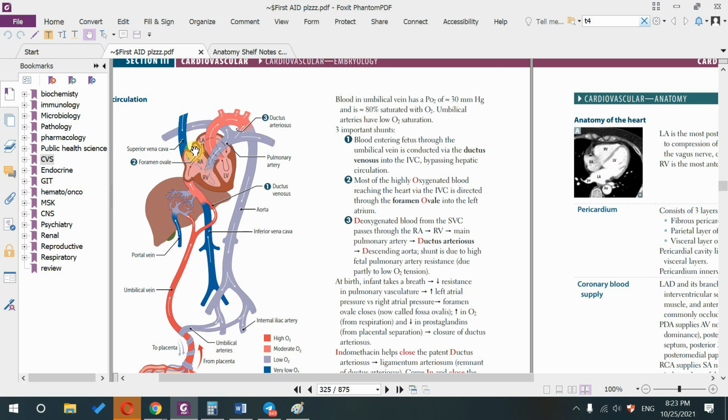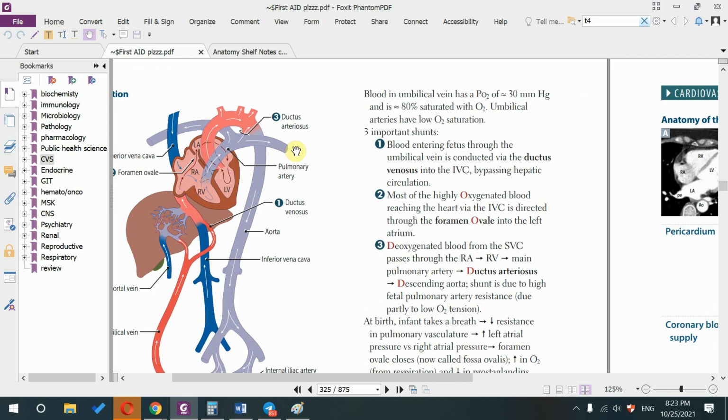So it passes through the right atrium, right ventricle, main pulmonary artery, and then the ductus arteriosus. After going through the ductus arteriosus, the blood goes to the descending aorta, and it shunts. And why does it shunt? Why does it go through the ductus arteriosus and not to the lung? We just said that it's because of the pulmonary artery resistance, because of low O2 tension, and we cannot pass here because the lungs are occluded.